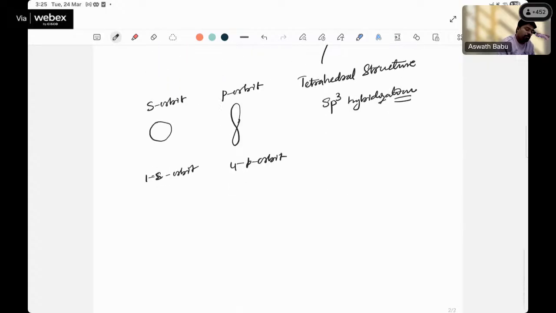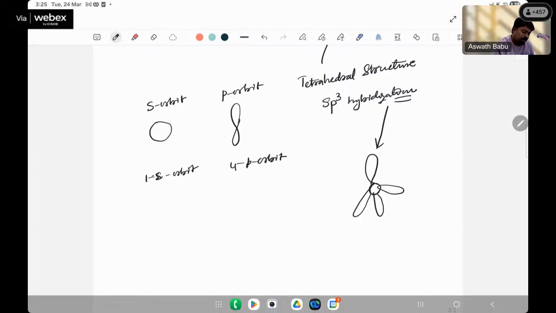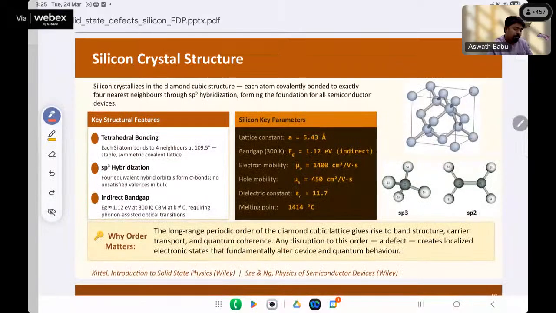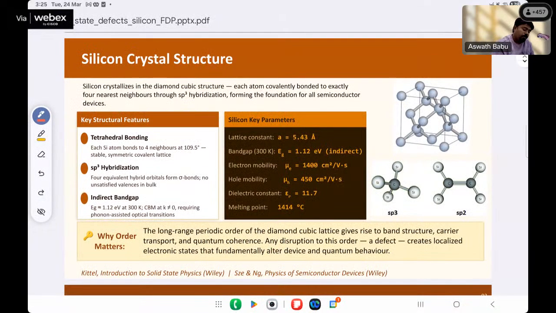So basically what it forms is something like a pyramid structure standing on three legs. At the top, we are going to have another silicon. So this is the sp3 hybridization structure. We have it in our PPT. Let me show you.